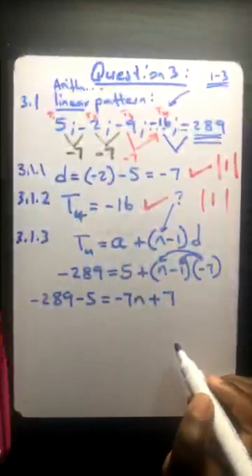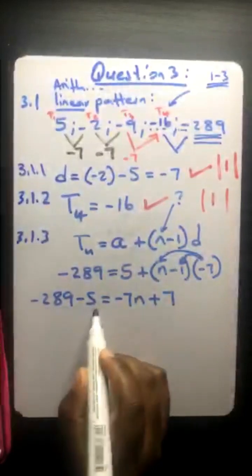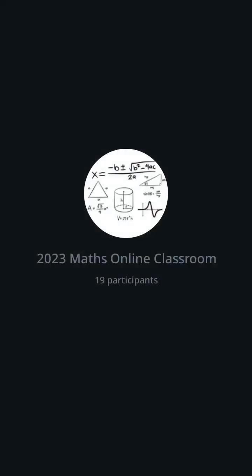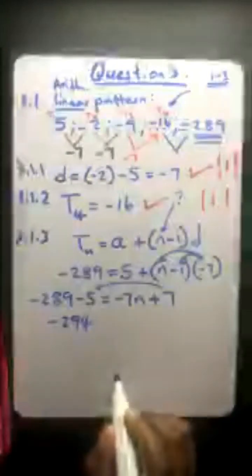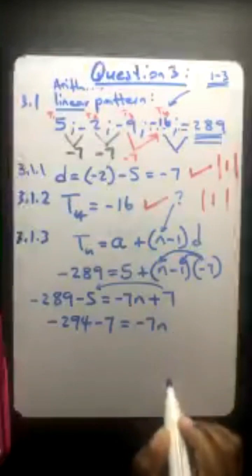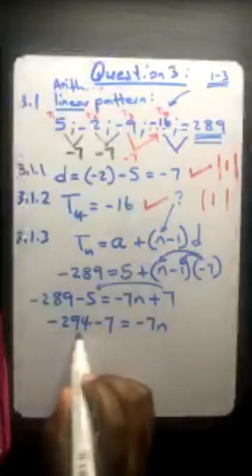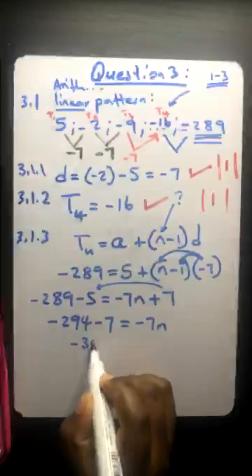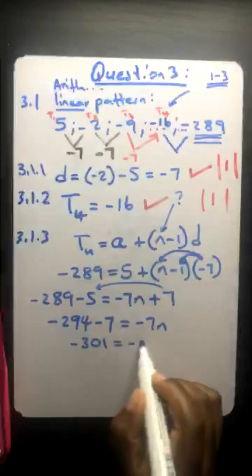Okay, so let's see. Remember, you want to have numbers on one side and letters on the other side. Negative 289 minus 5 is equal to negative 294. Let's take this to the other side. It becomes negative 7, meaning it's equal to negative 7n. Then, what is that minus 7? Let me just minus 7 there. I'm getting negative 301, which is equal to negative 7n.